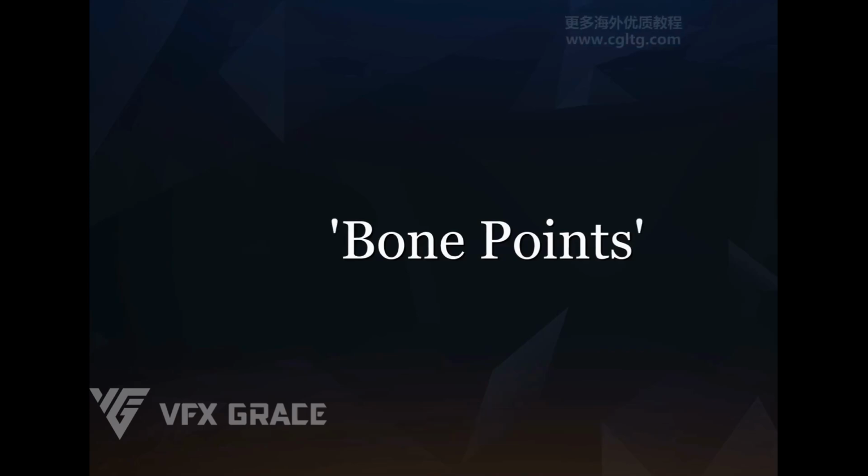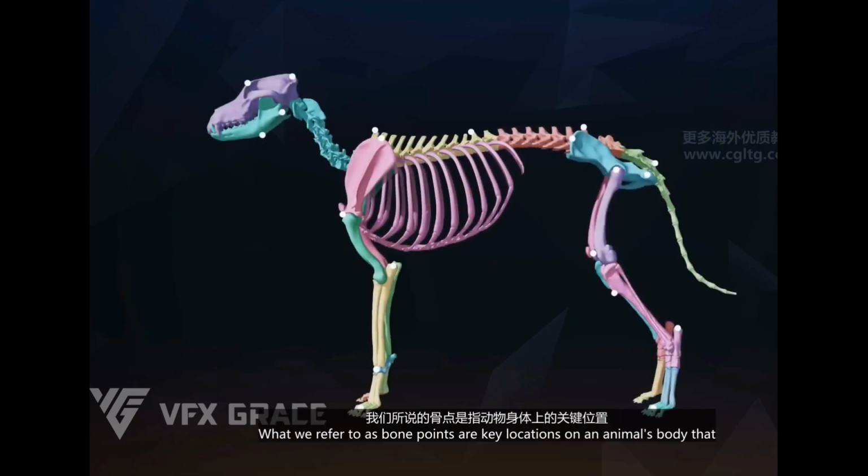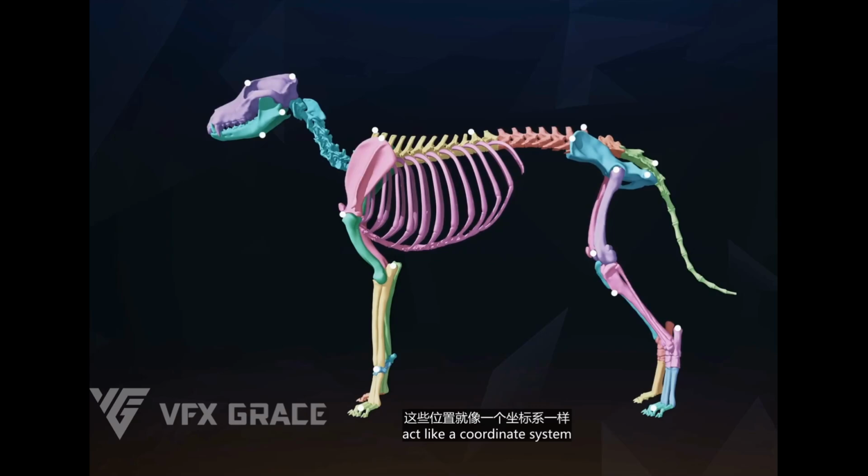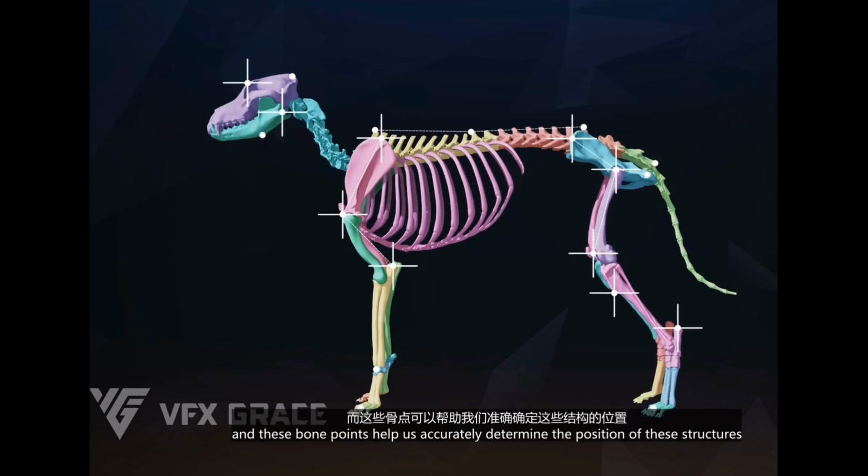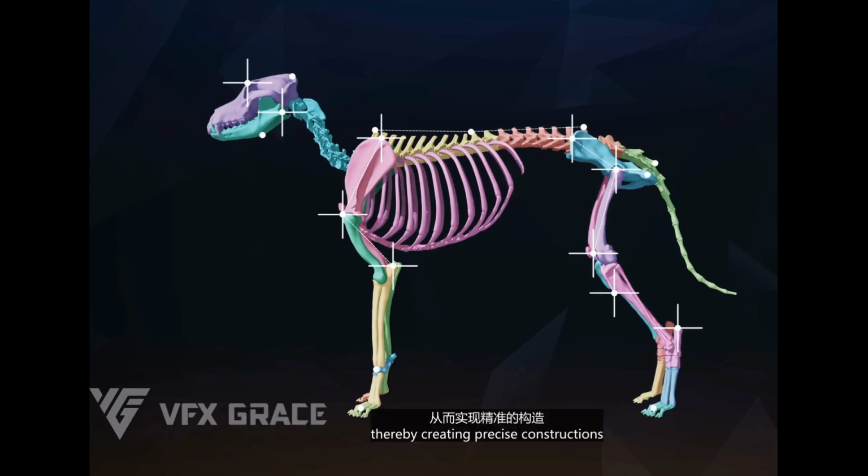In anatomy, there's no concept of bone points. What we refer to as bone points are key locations on an animal's body that act like a coordinate system. The surrounding structures are points on this system, and these bone points help us accurately determine the position of these structures, thereby creating precise constructions.